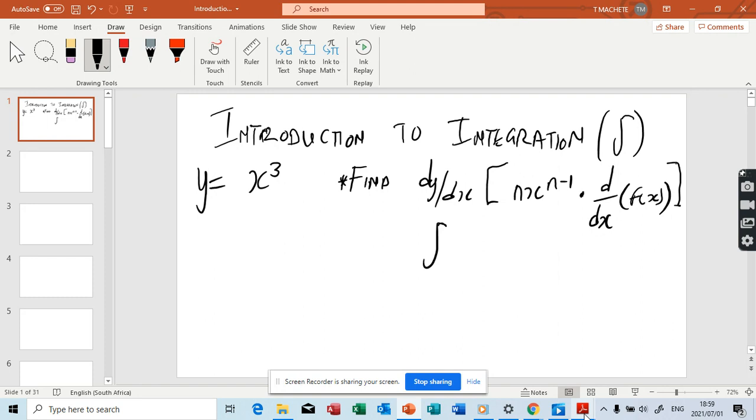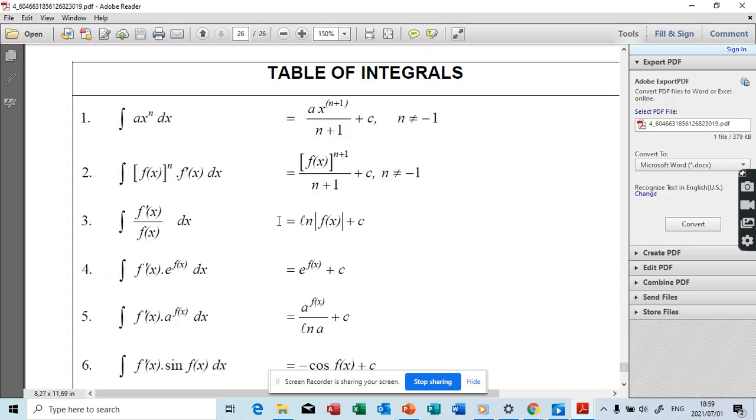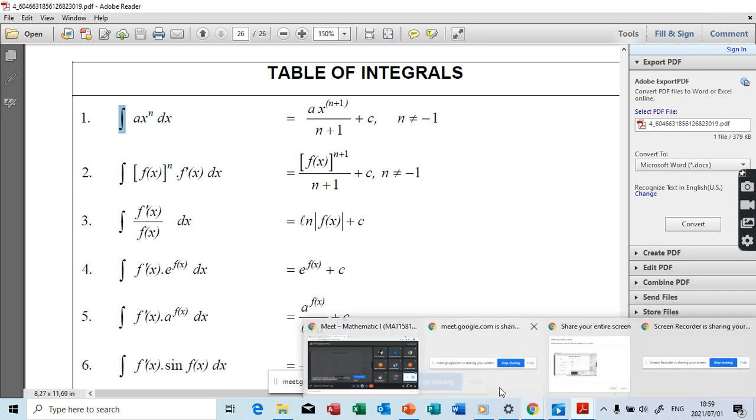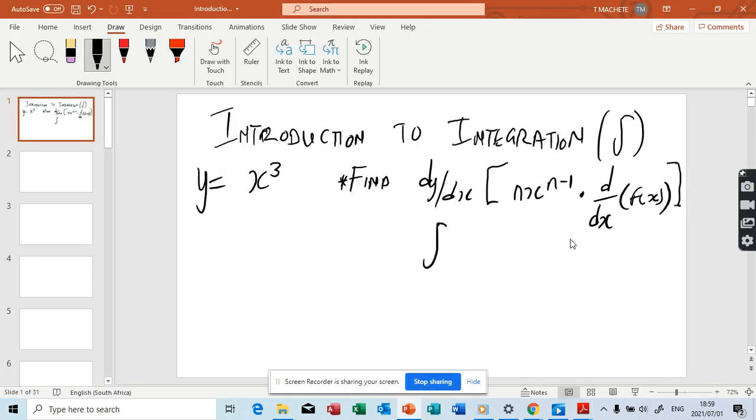Let me just show you on the formula sheet. This sign here, guys, on number 1, do you see that sign like an S? This sign means integration. So you just put that sign when you integrate. Okay, let's go back here.